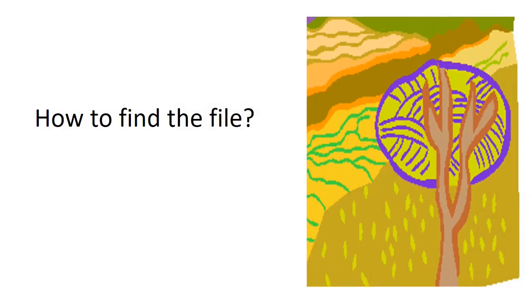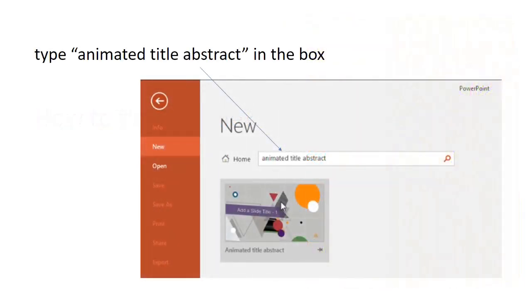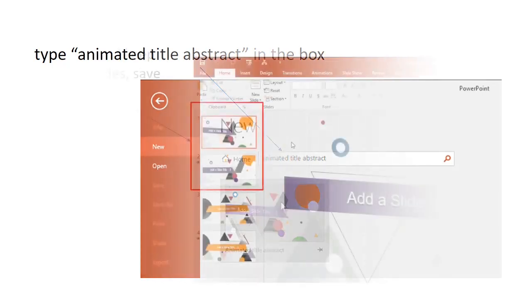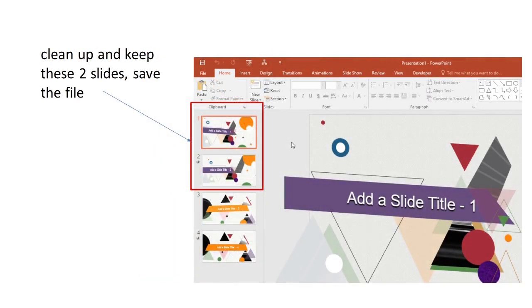How to find the file. Select File, New, then type Animated Title Abstract in the box. The file will show up. After you open the file, there are 4 slides, and the most important one is the second one. I call it the morph effect slide.